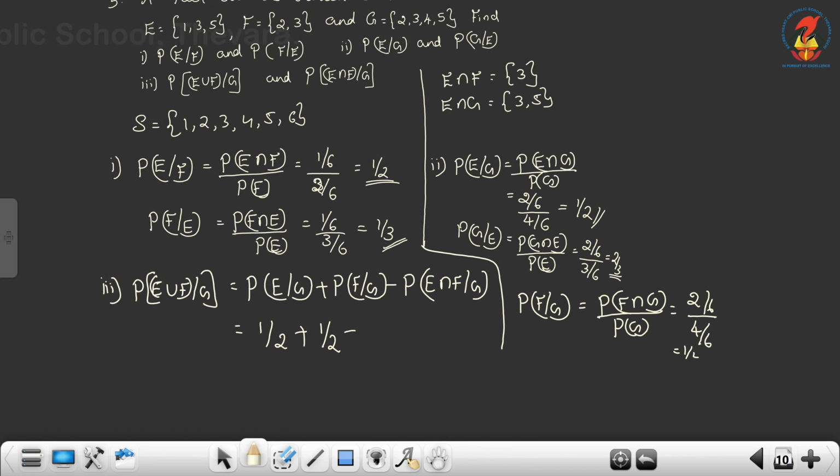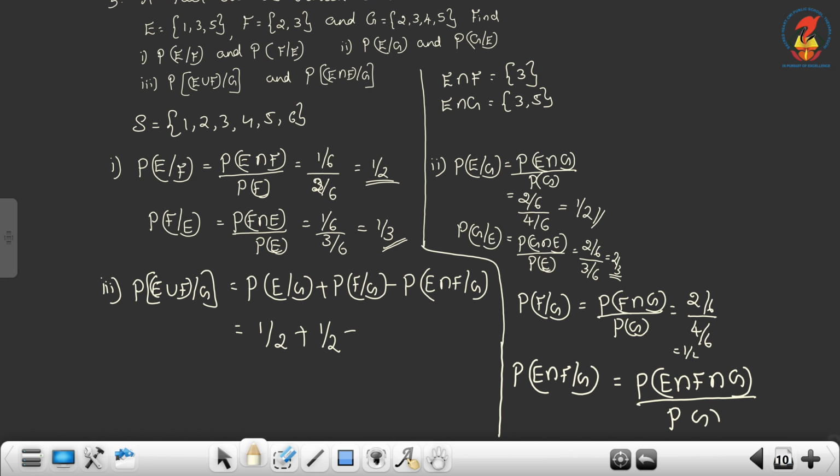So again we have to find P of E intersection F given G. That is P of E intersection F intersection G by P of G. What is the total intersection? E, F and G. Any common element? 3 is there. So only 3. So 1 out of 6 by 4 out of 6. So it is 1 by 4. So 1 minus 1 by 4, that's equal to 3 by 4. Okay. So that's equal to 3 by 4.